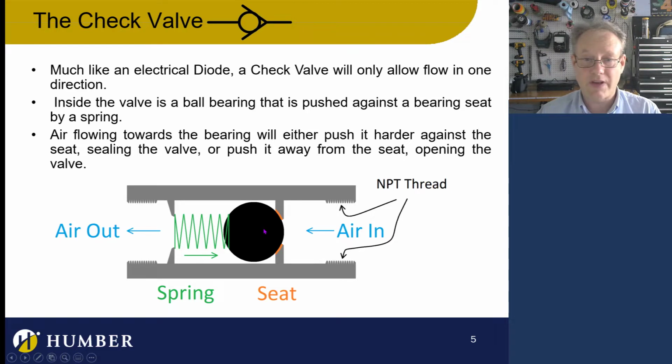We got a spring over here, and then there's a ball in here. Now, this check valve doesn't actually have a ball in it. It's got a little flap. Lots of different kinds of check valves, but generally this is how they work. And industrial type check valves are going to be like this.